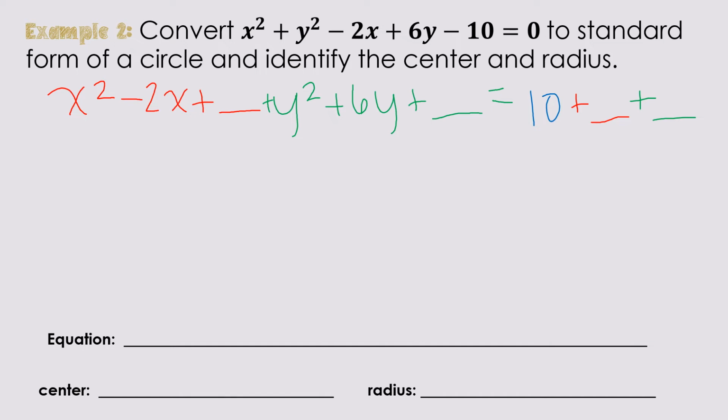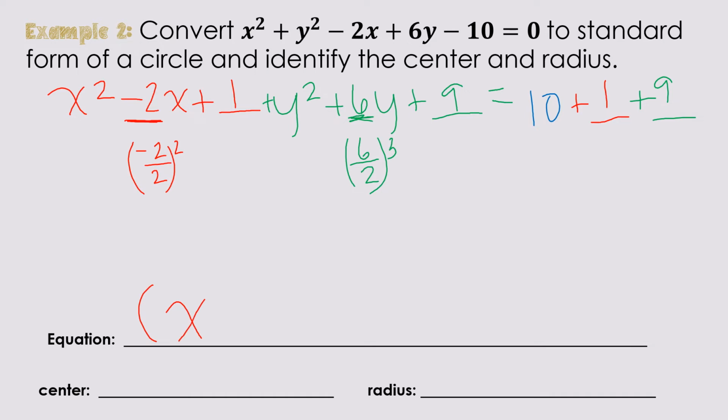Now we're ready to find those numbers. To find the first number, we take the a value of negative 2, cut it in half, which is negative 1, and square it, which is positive 1. We do the same thing for the b value: take 6, cut it in half, which is 3, and 3 squared is 9. Add it to both sides. Now we're ready to factor.